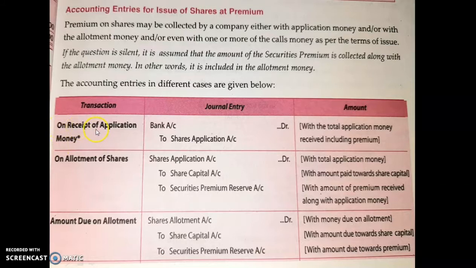On receipt of application money, the journal entry will be bank account debited to share application account with the total application money received, including the premium amount. So if in the question you have collected the premium amount along with the application money, then you have to write the premium amount also along with the face value of the shares.